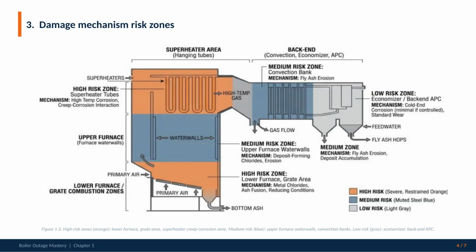Here is the critical field lesson from this diagram. Do not apply the same inspection intensity to every zone. Your UT grid density, your replication sampling, your deposit chemistry sampling, all of that should be weighted toward the orange zones first, then the blue zones, then the gray zones. And when you find damage in a lower risk zone that looks like it belongs in a higher risk zone, that is a signal that something has changed: fuel chemistry, combustion quality, or flow distribution. That change is worth finding and fixing, not just repairing the damage and moving on.